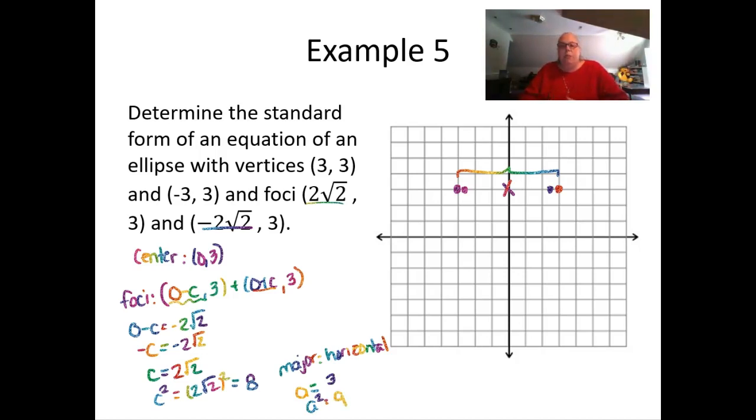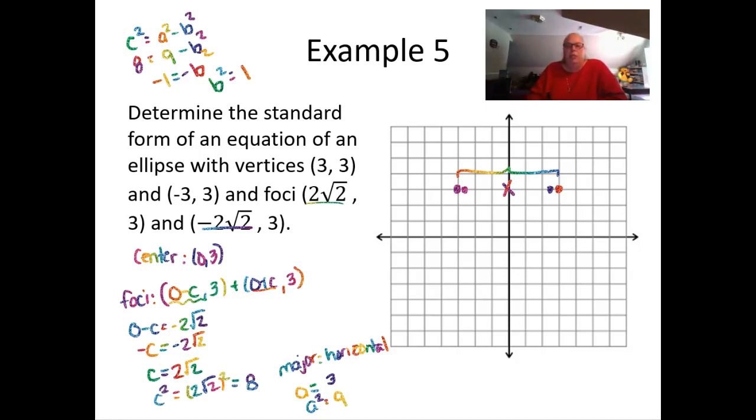Okay, now we have enough information to figure out what B is going to be. Because remember, C squared is equal to A squared minus B squared. Well, we know C squared, we just found it. We know A squared, we just found it. If we subtract the 9 over here, we're going to have negative 1 equal to negative B squared, which means that B squared is going to be equal to 1, and B is going to be equal to 1 as well, or the square root of 1, which is 1.